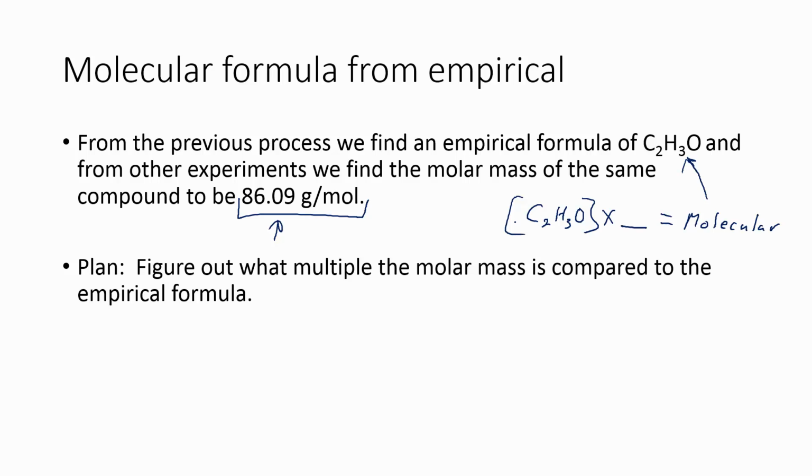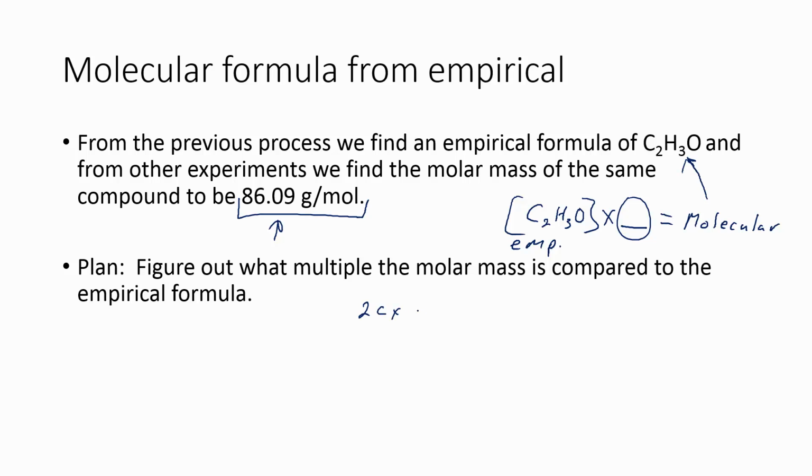Right? Because the empirical formula was just the result of dividing out some whole number constant from the molecular formula. So we just have to figure out what this number is. Well, what's the molar mass of C2H3O2?